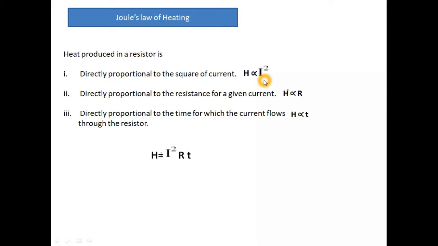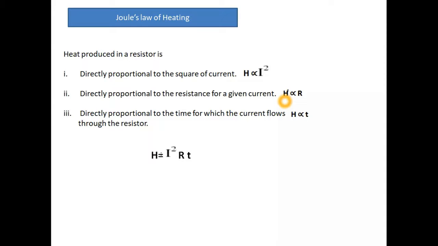It means if the current increases, suppose we double the current, heat will increase 4 times. If we halve the current, heat generated will become one fourth, because it is the square of current. And here heat is directly proportional to resistance. That means if we double the resistance, heat produced will also get doubled. If we halve the resistance, heat produced will also be halved.